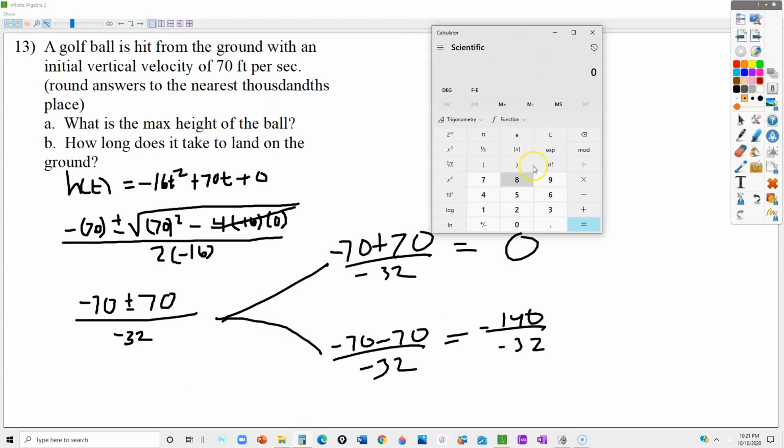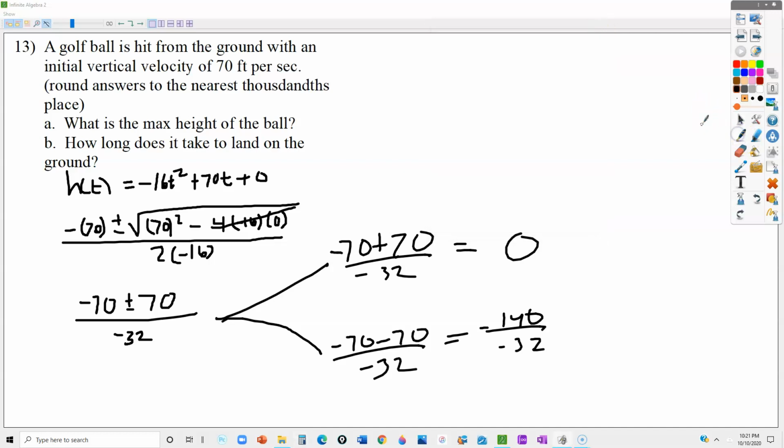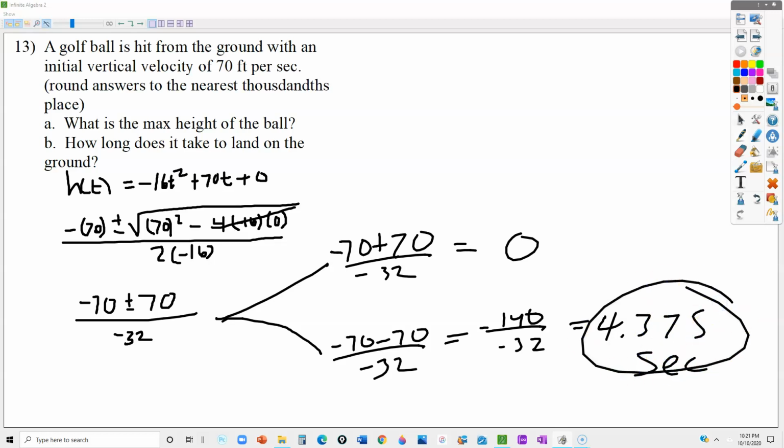in decimal form there. So negative 140 divided by negative 32. My 140 wasn't negative. It should have been. If I had punched it in right, it would have come out positive. I just forgot to put the negative 140. So it's actually a positive 4.375. And remember, that's in seconds. So it took 4.375 seconds.